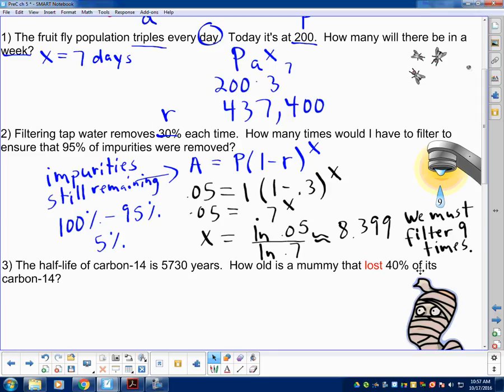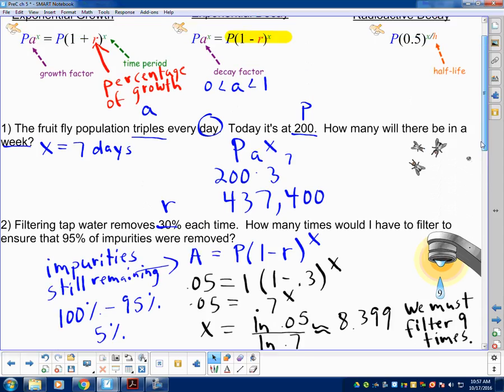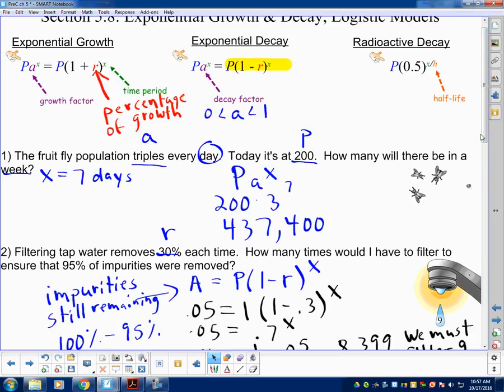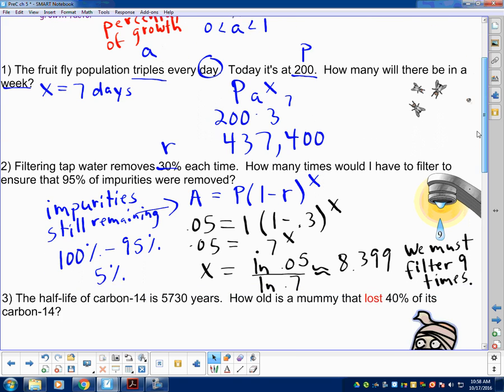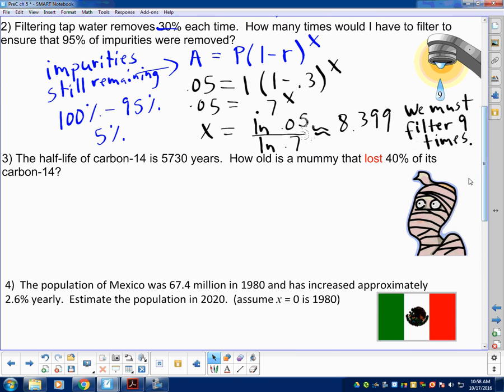Number 3 is going to use my third equation over on the right. So number 3 is talking about radioactive decay. So we're going to use this formula right here. And I only gave you one version of this formula. Each of these has 2 versions, depending on if you're given a percent or if you're given the growth or decay factor. So here it says the half-life of carbon-14 is 5,730 years. Whew. How old is a mummy that lost 40% of its carbon-14?